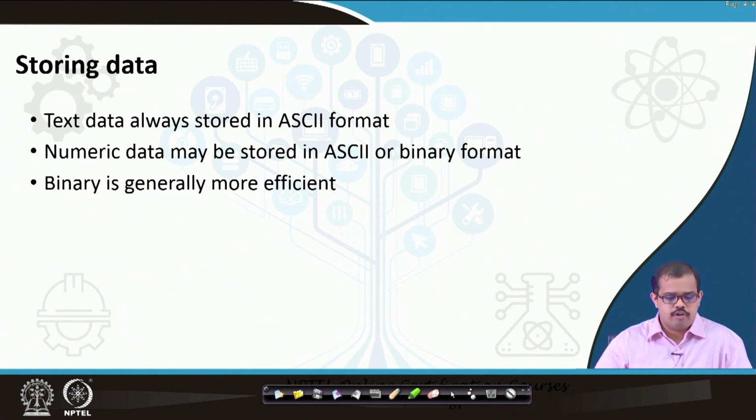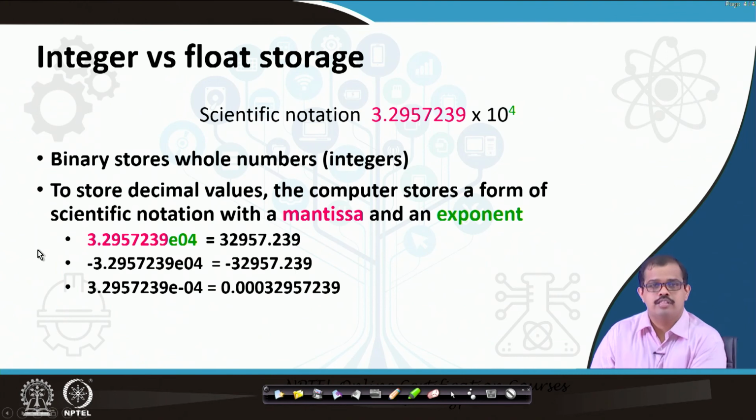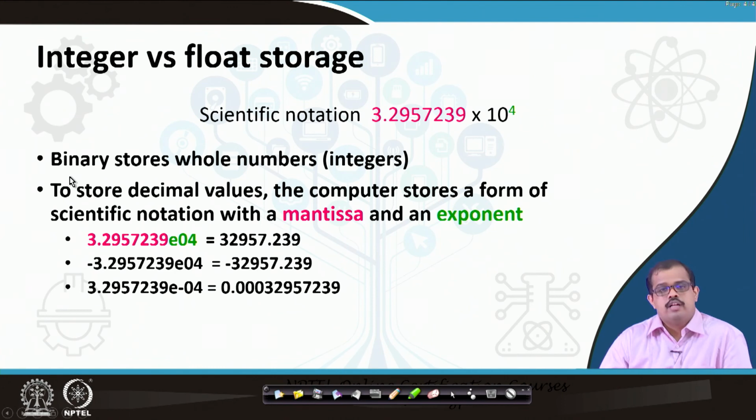Normally it is binary format. Binary is generally more efficient in terms of storage capabilities. And when you are storing, this is one of those examples which many students ask about in terms of storage. For example, binary stores it in the form of a whole number. If you want to store a decimal value, the computer stores it in the form of scientific notation.